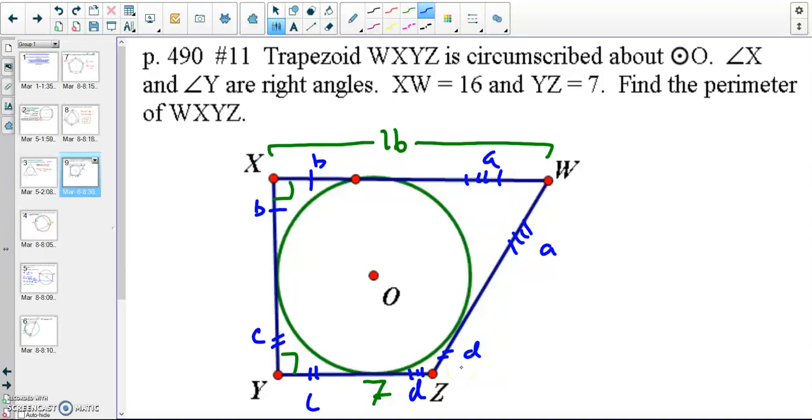Okay? So what I do know, based on what they told me, is that A plus B is 16, and C plus D is 7, and that's about it. I have 4 variables and 2 equations. I cannot solve this system here. However, we've seen problems like this before. I actually don't need to figure out what A, B, C, and D are, because I just want to know the perimeter. And the perimeter, if you look at it, is 2A and 2B and 2C and 2D.